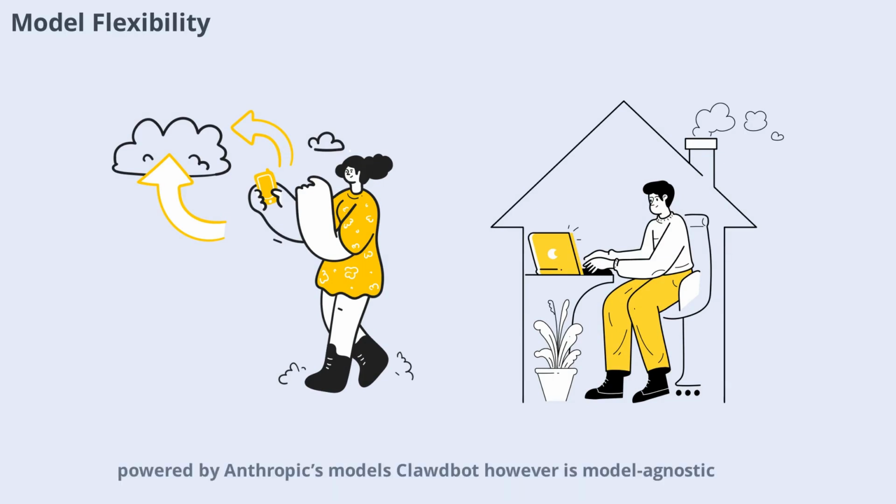Clawdbot, however, is model agnostic. You can set it up with Claude, GPT, Gemini, or even local models. If one provider has an outage, just switch to another and keep working. This flexibility is a huge advantage for users who want reliability and choice.